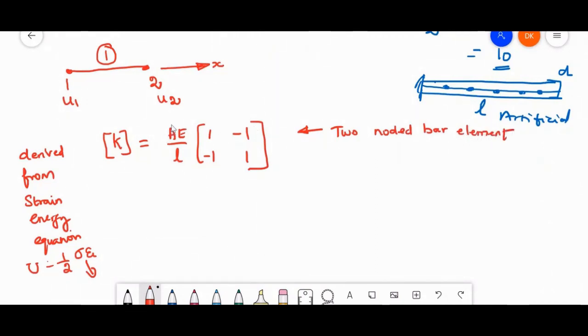Here A is the area of the member, E is the Young's modulus of the member material, and L is the elemental length, or otherwise you can write L_e, and we have taken the matrix [1, -1; -1, 1]. So whatever element you assume, when you discretize using the two-noded bar element, you know the material property, you know the dimensions, and you can calculate directly by applying this formula: K is equal to AE divided by L into [1, -1; -1, 1]. You can calculate the stiffness. So this is the stiffness matrix.